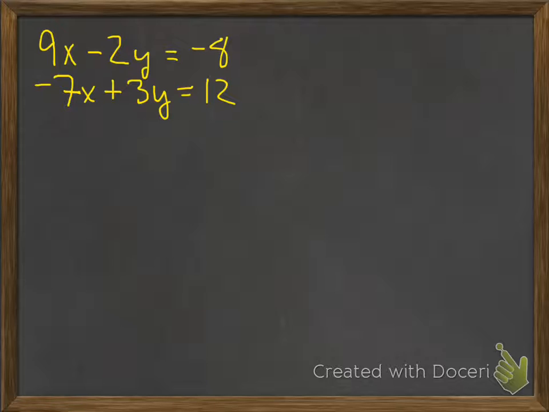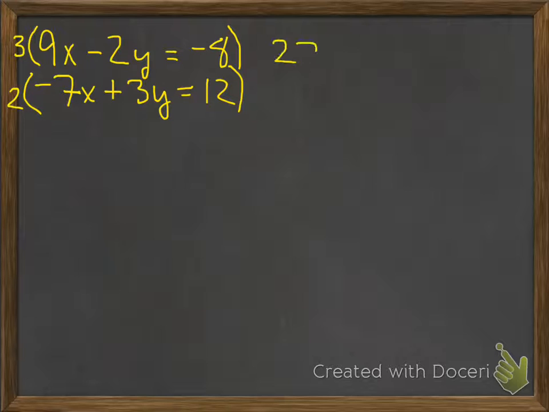The easiest and surefire way that will always work is pick the variable you want to get rid of and then switch the numbers. So in this case, I want to get rid of the y's just because I feel like it. I'm going to put parentheses around everything, and I'm going to switch them. So I'm going to multiply the top equation by 3 and the bottom one by 2.